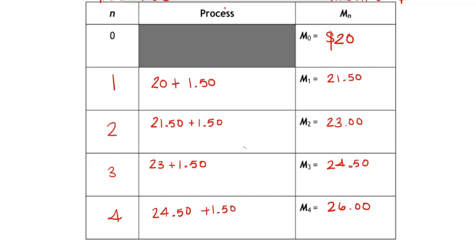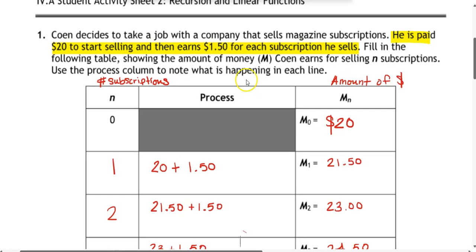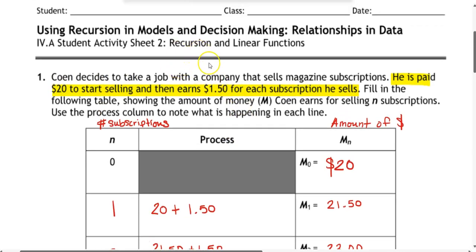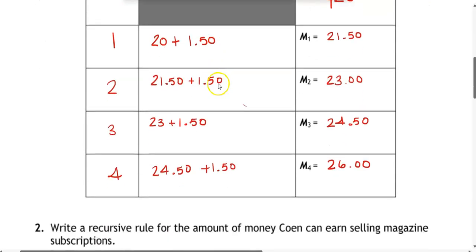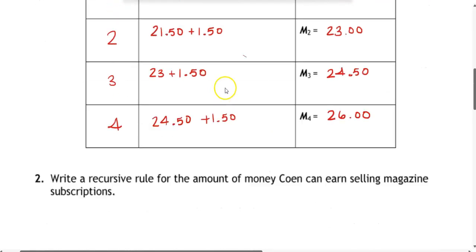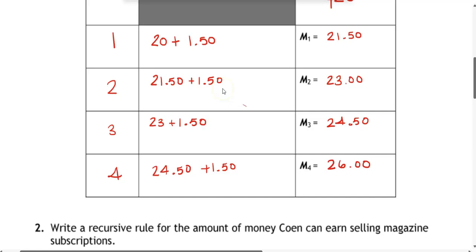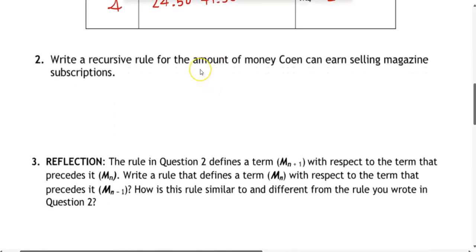Okay, so with this process right here, what we're looking at is just a constant repetitive process, which is what we have here for recursion. So we're going to be talking about that really for this entire unit, to be honest. There's a lot about recursion. Write a recursive rule for the amount of money Cohen can earn selling magazine subscriptions.